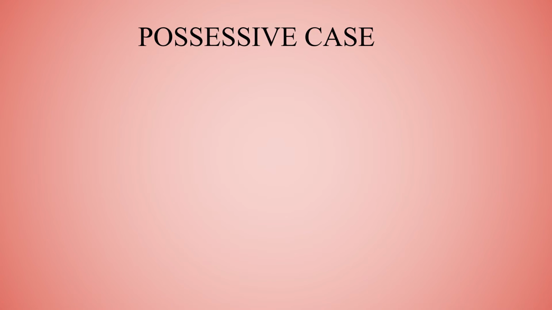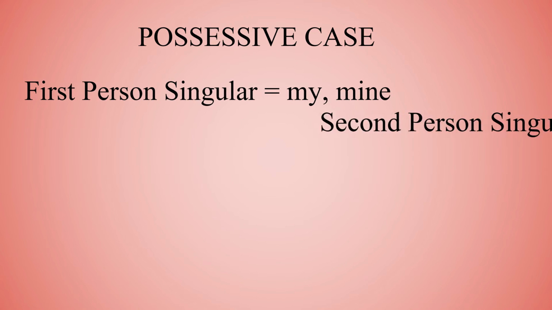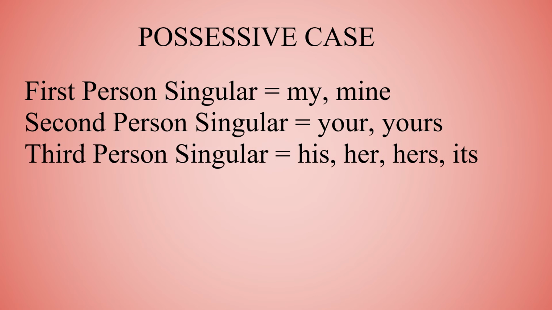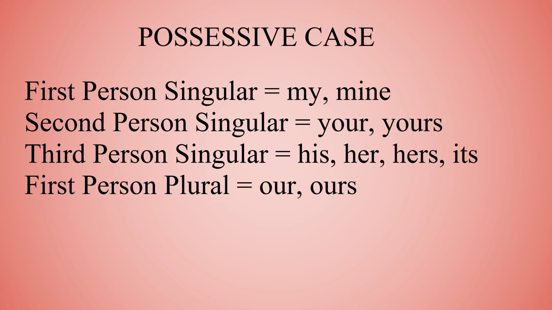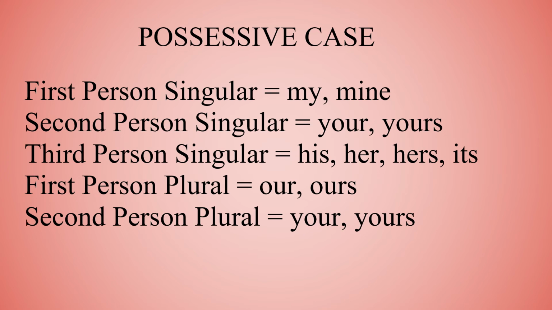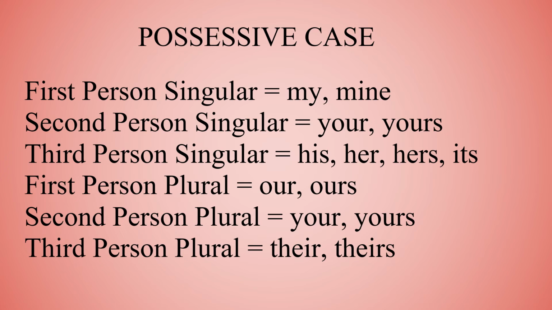In the possessive case pronoun, our first person singular is my or mine. Second person singular, your or yours. Third person singular, his, her, hers, or its. First person plural, our or ours. Second person plural, your or yours. Third person plural, their, theirs.